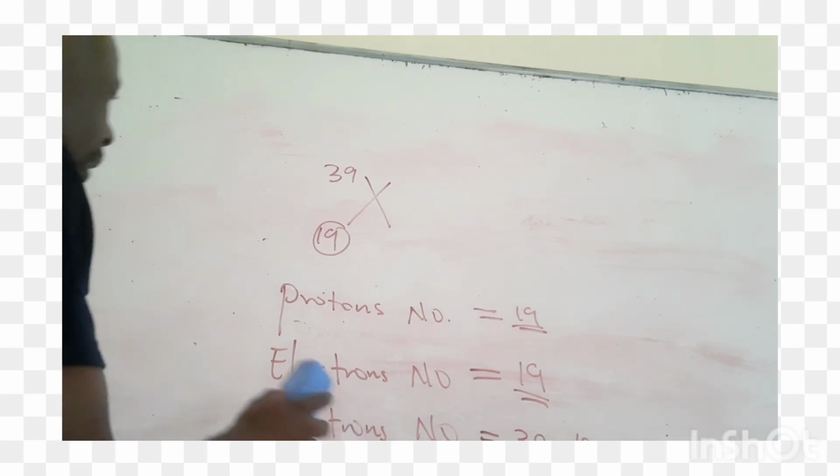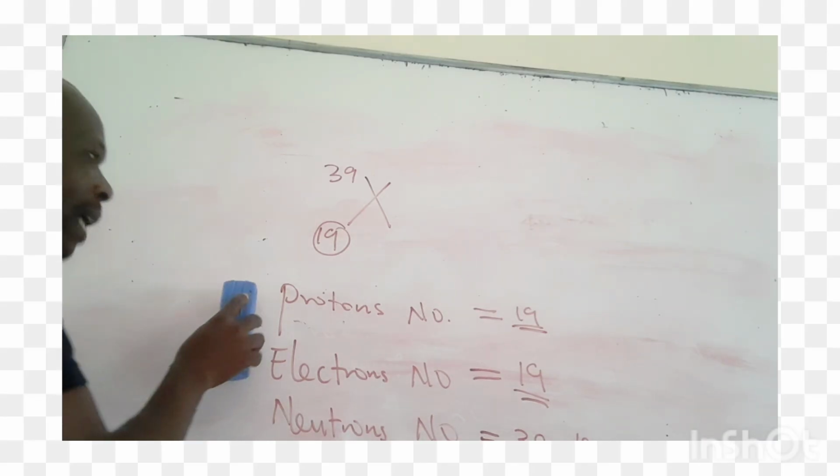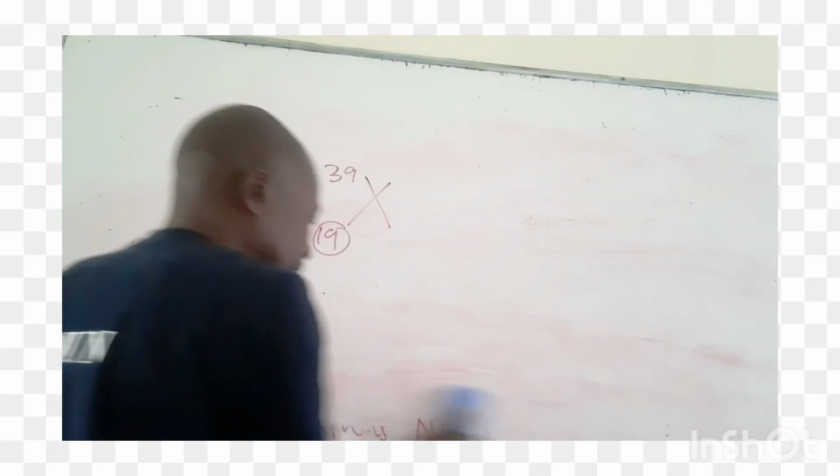Now, let's assume that this atom happened to be an ion and it is carrying a charge. Let's assume that this is given as S plus, and that S has a mass number of 39 and its atomic number is 19. It has a charge of +1. So what do we do here? Is it going to be the same answer? No. Which particle is affected by this charge?